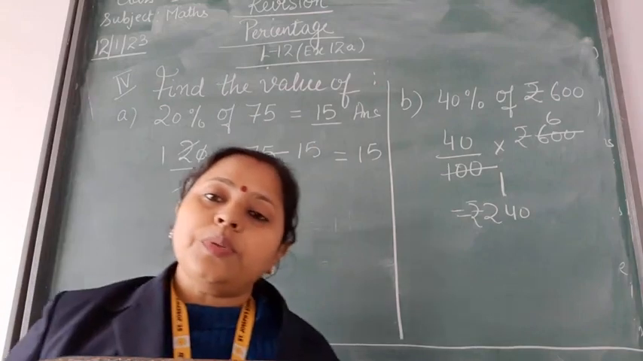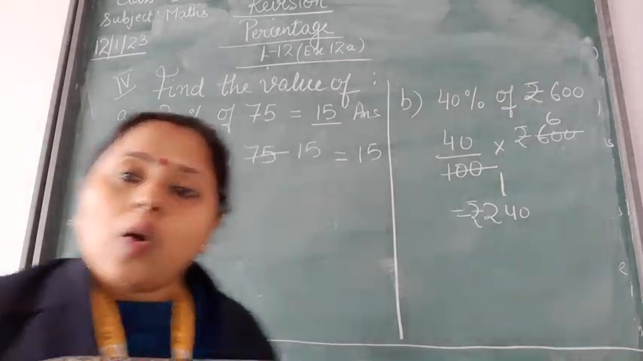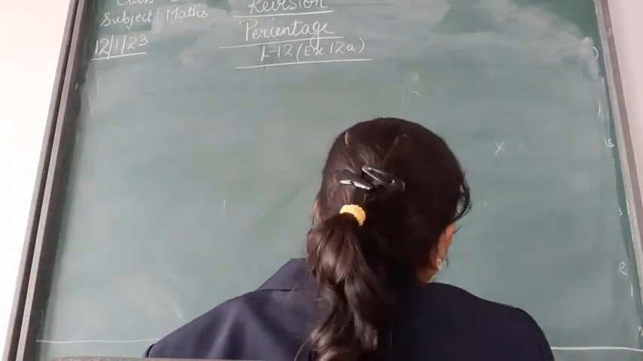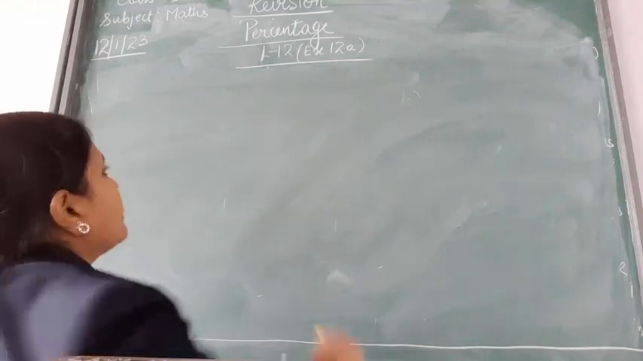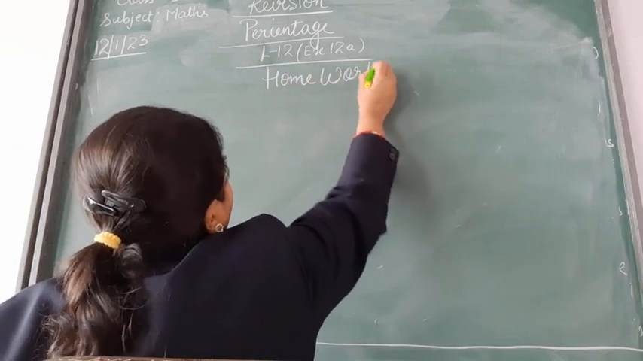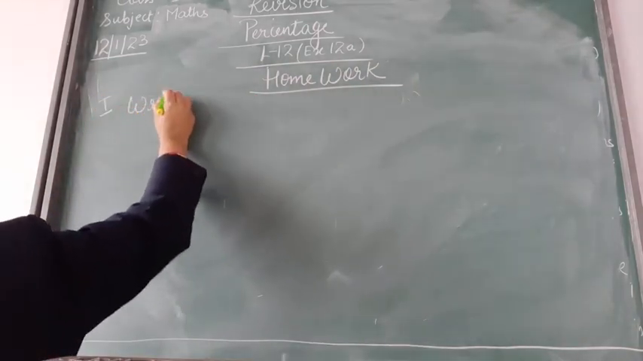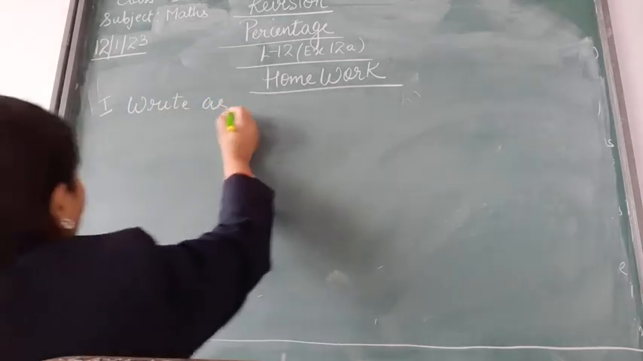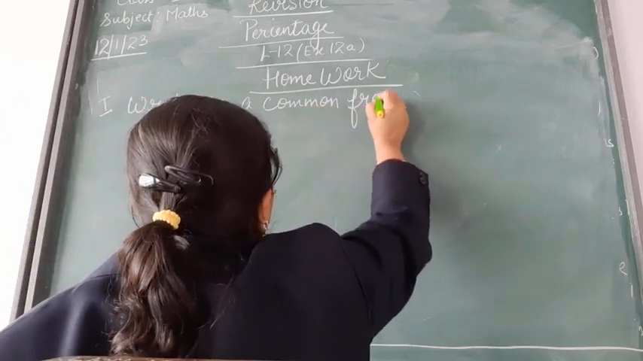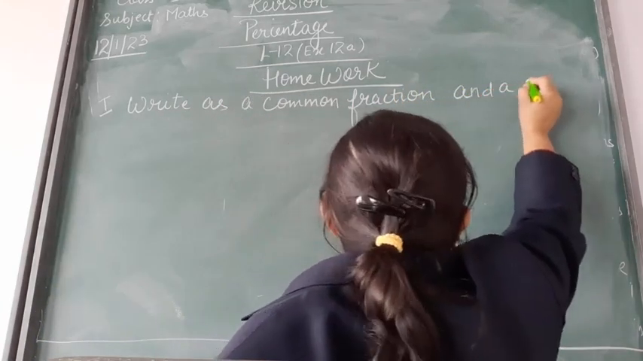Okay, so now after you have understood all these sums based on percentage, let's come to the homework. So children, I am giving you some questions for homework which you are supposed to do on your own, and these questions are based on percentage and you will do it in your notebook. So the first question is, write as a common fraction and a decimal fraction.